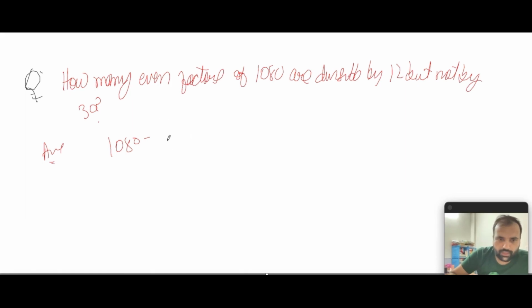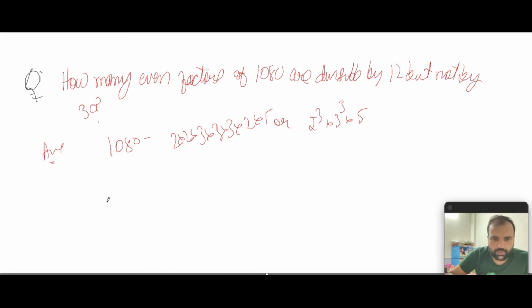So it's 1080. Again, 1080 is 108 into 10. 108 is 12 into 9, and 12 is 2 into 2 into 3. So into 3 into 3, into 2 into 5, or we have 2 cube into 3 cube into 5.